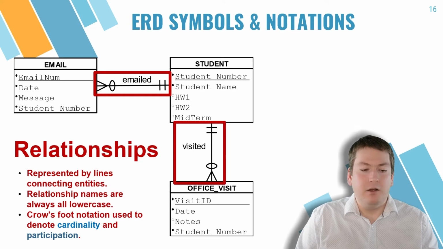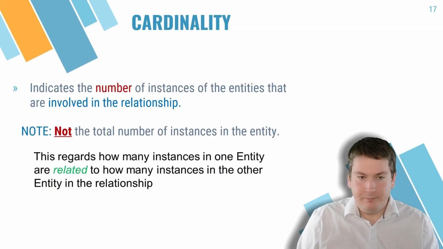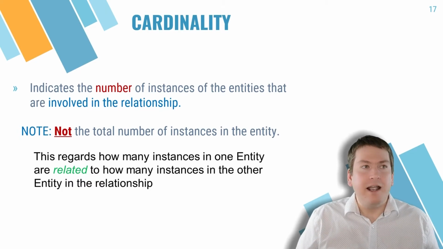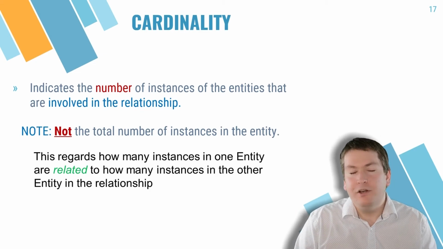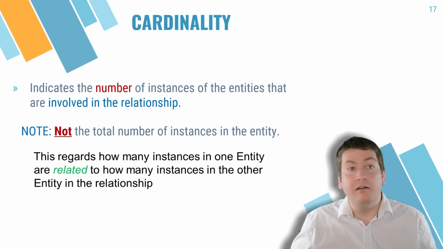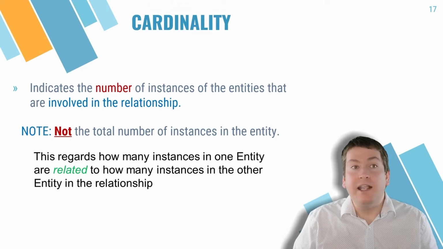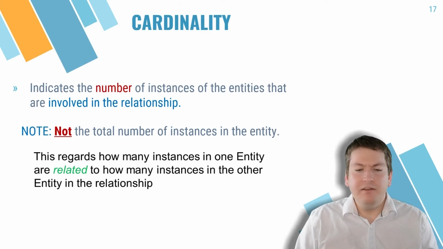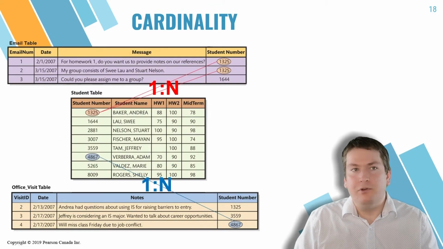So now we're going to talk a little bit about the cardinality and the participation defined in these relationships. So cardinality indicates the number of instances of the entities that are involved in the relationship. So it's important to note that this doesn't mean the number of entities or the number of records inside your database. Rather, this defines how many entities are involved in a single relationship. So that might sound a little bit complicated, but let's take a little example here.